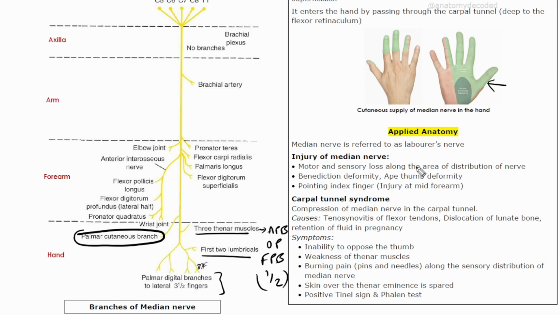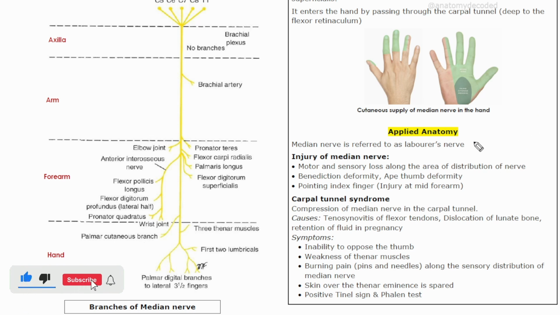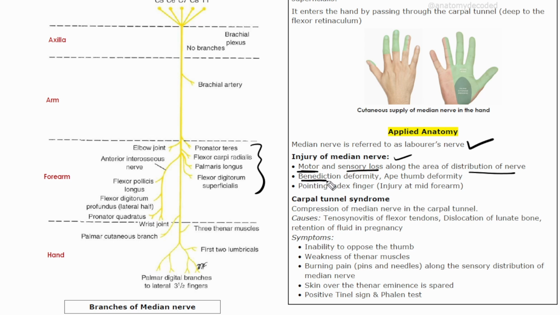Now let's learn about the applied anatomy of the median nerve. The median nerve is also referred to as the laborer's nerve. Why is it so? Because the majority of muscles in the flexor compartment of the forearm are supplied by the median nerve, and these are used by laborers for lifting heavy weights and so on. That's why it is referred to as the laborer's nerve. Injury to the median nerve will lead to motor and sensory loss along the area of distribution of the nerve, and there is something called benediction deformity.